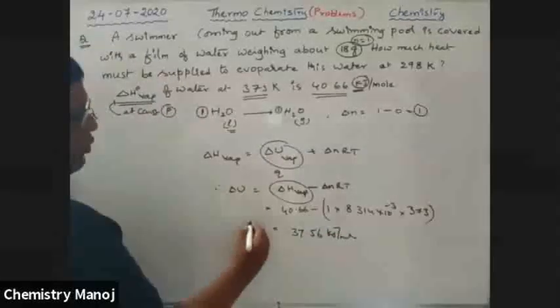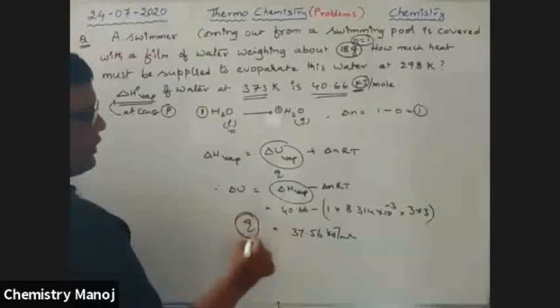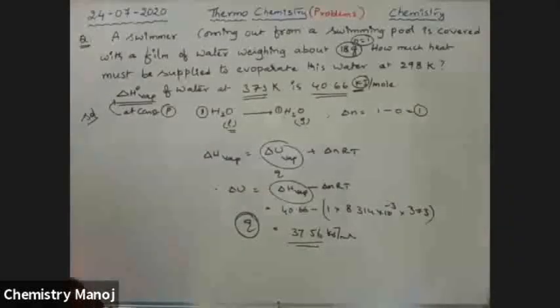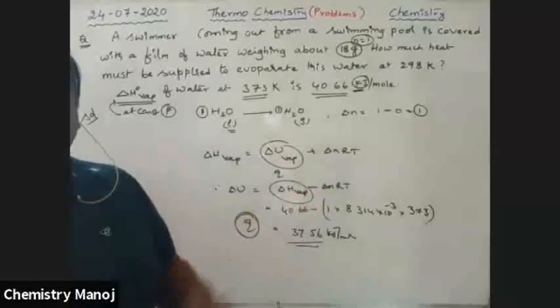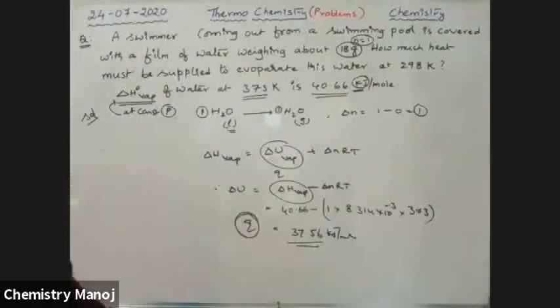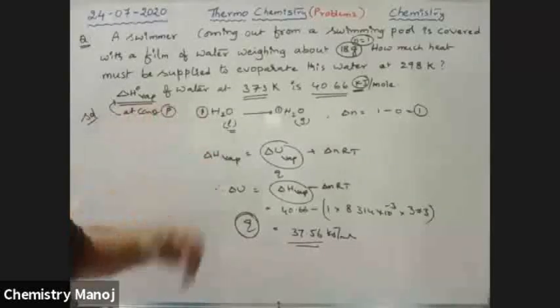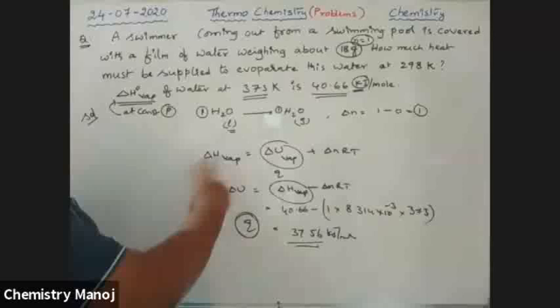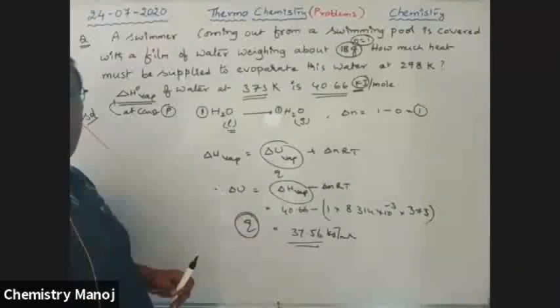So this is delta U, which is nothing but Q, and this much heat is required to evaporate 1 mole of water into water vapor. So this is the way. Given at constant pressure, he wants to calculate at constant volume. This is very important and simple, the relation between delta H and delta U.